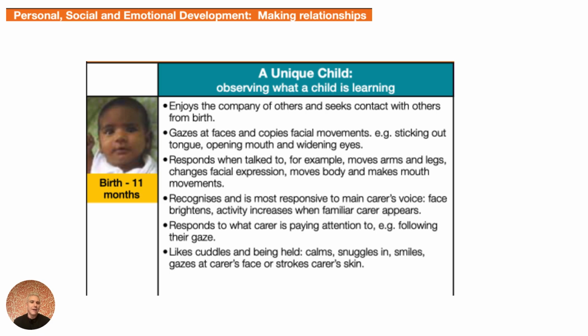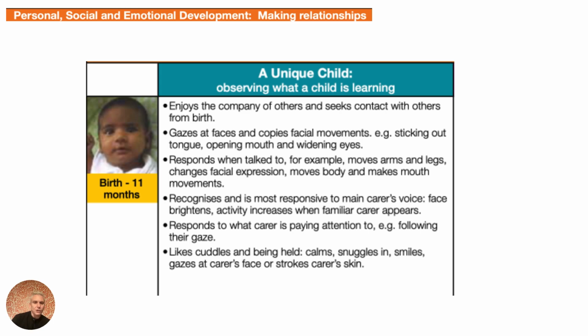So here we have the birth to 11 months milestones. This is still for the personal social development area of learning, and it's still for the making relationships aspect. And here are the milestones that are listed. So between birth and 11 months, in terms of making relationships, these are the milestones I've listed on screen that the children should achieve between birth and 11 months. And obviously, if they're not achieving them after 11 months, that's when the red flags start to go up.